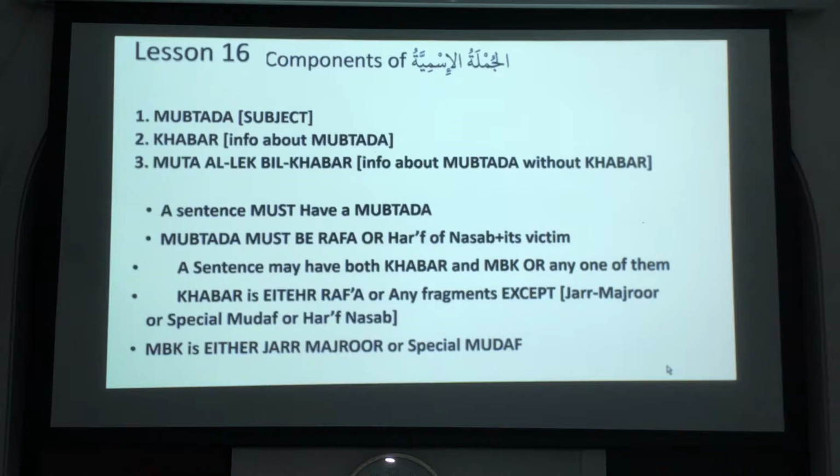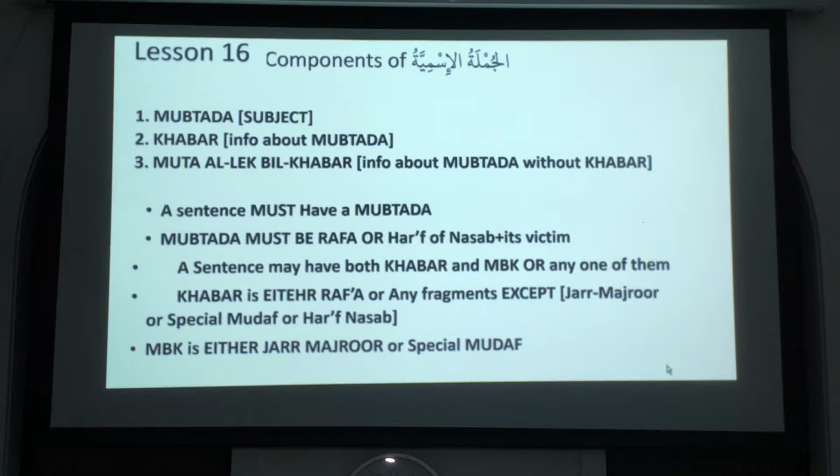I said that in a sentence we must have one. One means mubtada. I have to have an M. Then I can have a K, or I can have an MBK, or I can have both. Everybody clear on that? So I can have a combination 1, 2, 3. I can have 1 or 2. I could have 1 or 3. I cannot have 2 and 3 alone for this level. I must have 1, and 1, 2, 3.